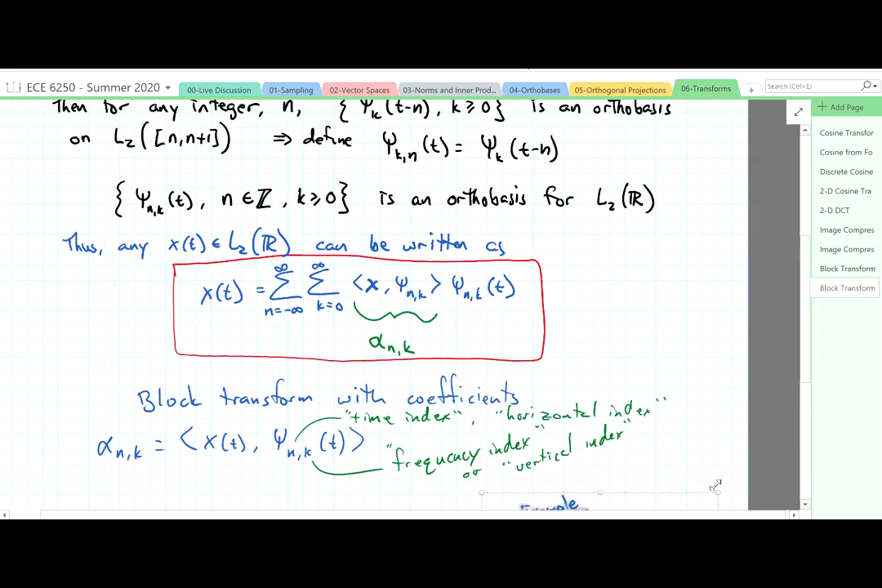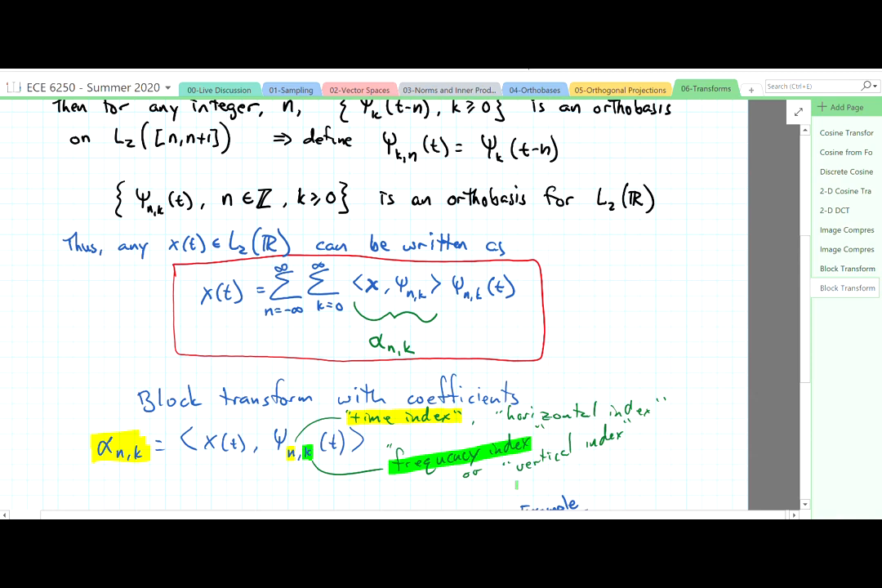Okay, so I've added just a little bit more text here. One of the ways to look at things is down here, is that when we are representing our continuous time signal with this discrete set of coefficients, we actually, as described before, can view this as having two indices. One's a time index, that's our n, and the other is what we typically think of as a frequency or vertical index.